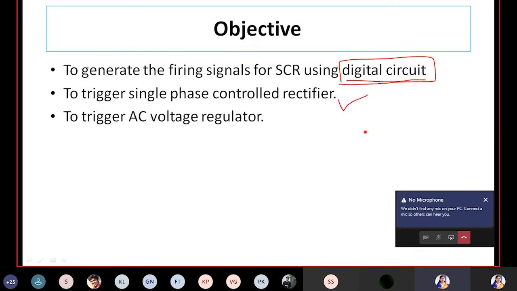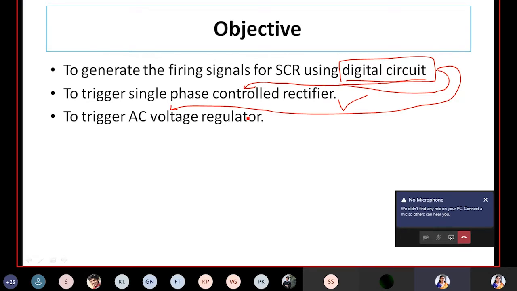The second objective of this experiment is to trigger single phase control rectifier. Using the firing pulses we generated using digital triggering circuit, we will trigger the SCR present in single phase control rectifier. After that, the same firing pulses we can apply to SCRs present in AC voltage regulator, and we are going to observe how the circuits behave. We are going to note down the voltages. We are going to plot few graphs.